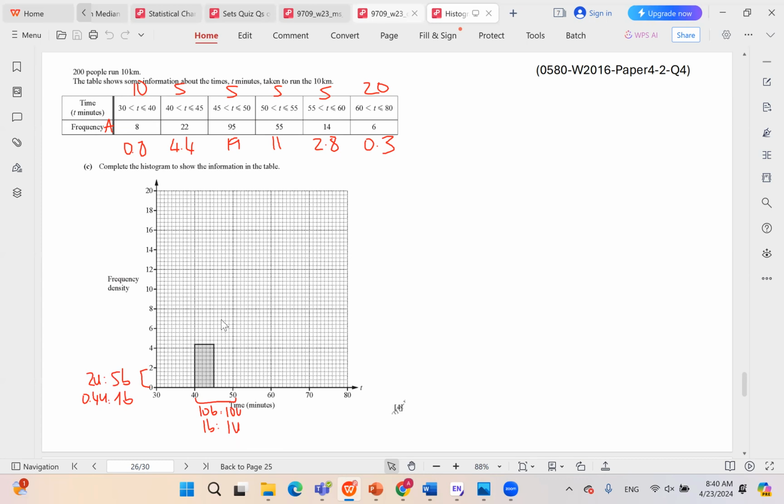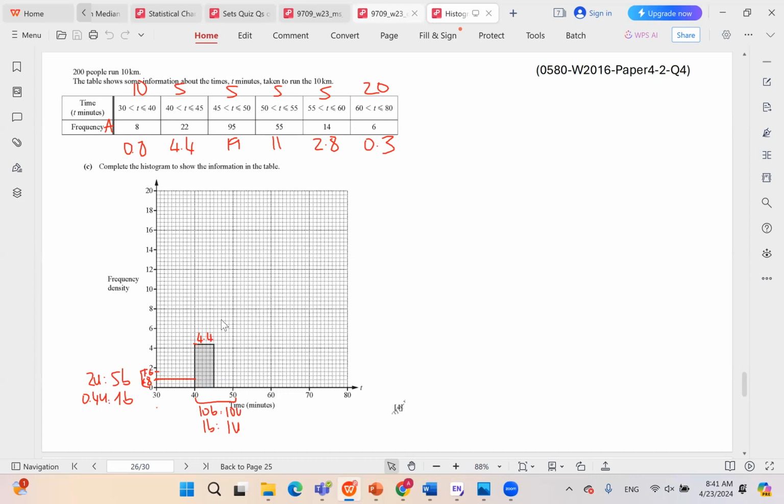Now, from 40 to 45, we are one box above the 4. So one box is 0.4. So this is 4.4. 4 plus 0.4. So this seems to be equivalent to the number that we have in the table, which is 4.4 as well. So all the rest of our numbers are correct, which tells us that this here is going to be 1.6, for example. And then if you want 0.8, we just have to go 2 boxes up. This is 0.8 here. So from 30 to 40, we have 0.8. So we can just draw this histogram here.